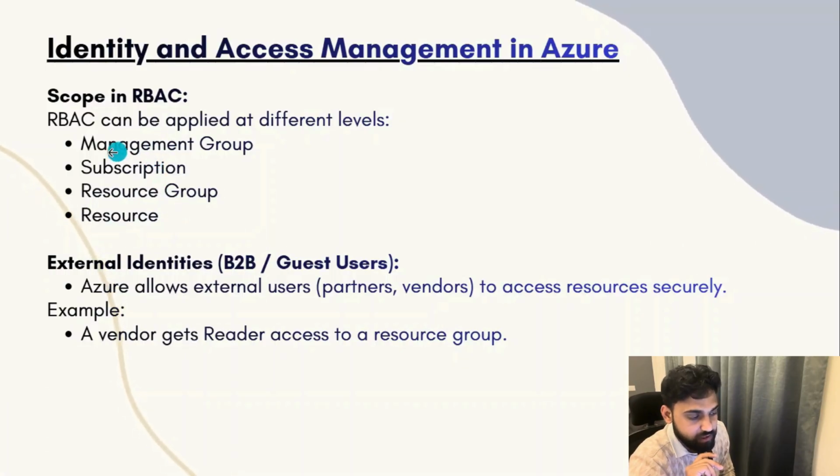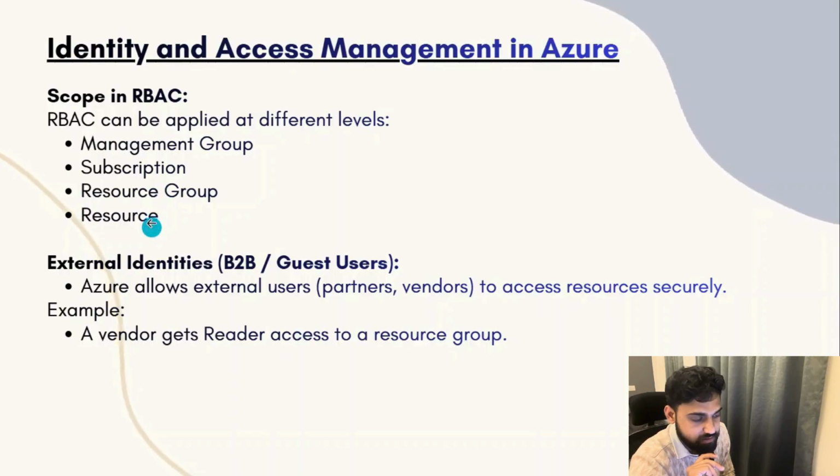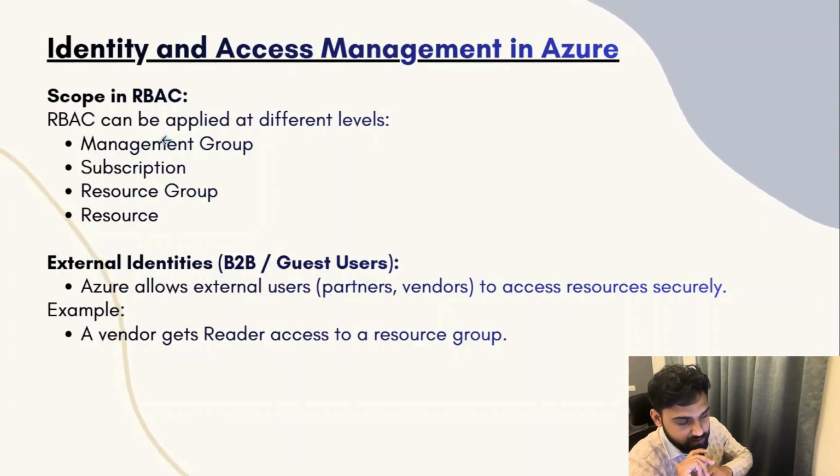Okay, so it is a top down approach. If you give someone management group access, then they can also access all the subscriptions inside this, all the resource groups inside this, and all the resources inside this. Okay, so it's a top down hierarchy. If someone has access at the top level, they can also access everything below.